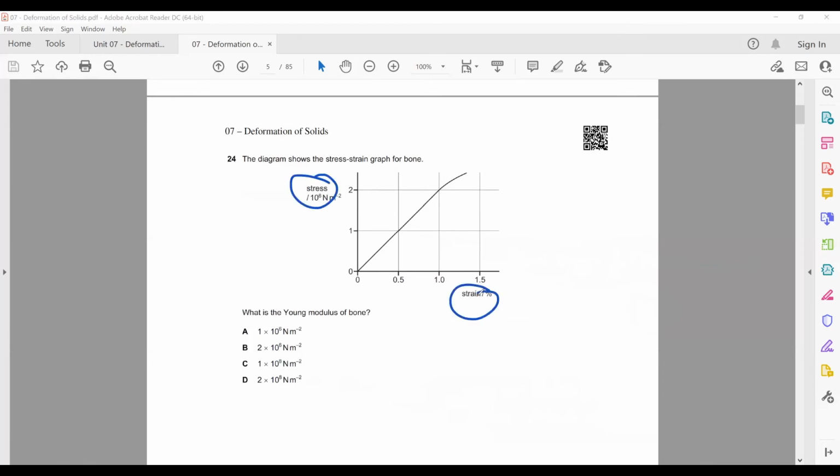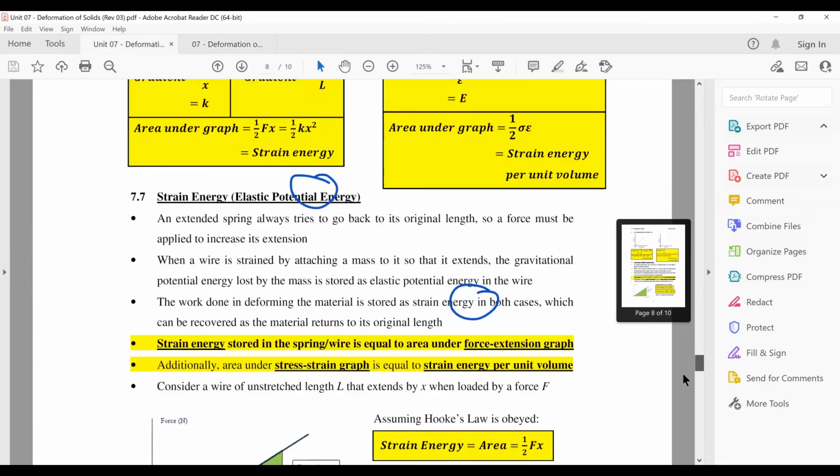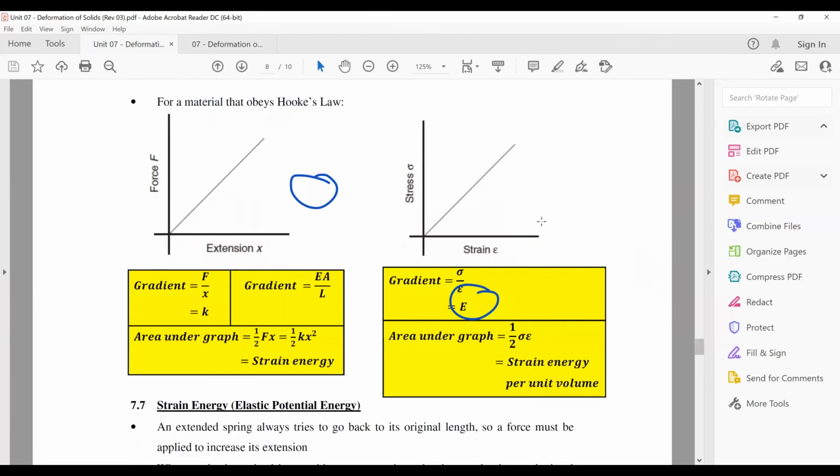So stress strain, this is stress strain, not force versus extension. Recall that earlier I mentioned to you in the notes, under page 8 of your notes, if you're given a stress strain graph, gradient is actually your Young's modulus because it is stress over strain.